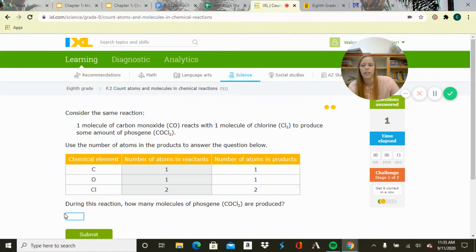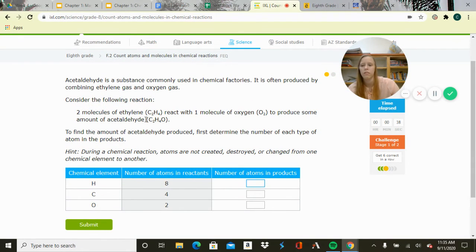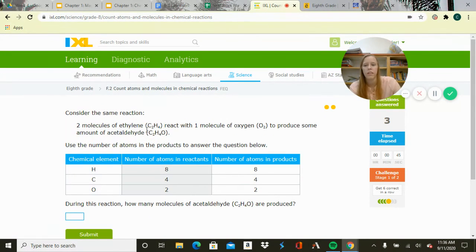Then it asks us to find how many molecules are created. So one molecule of carbon monoxide with one molecule of chlorine produces some amount of phosgene. So nothing changes, so we're just going to have one there. Look at this one. We have 2 molecules of ethylene. Well, first let's fill in these. 2, 4, 2. Right, so we have 2 molecules of ethylene react with 1 molecule of oxygen to produce some amount of acetaldehyde.